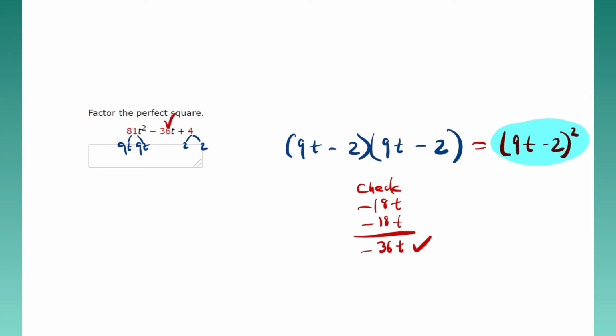You first check to see if the first term is a perfect square, which it was. The last term is a perfect square, which it was. And then you have to check to make sure that the inner and outer terms add up to the middle term, which they did.